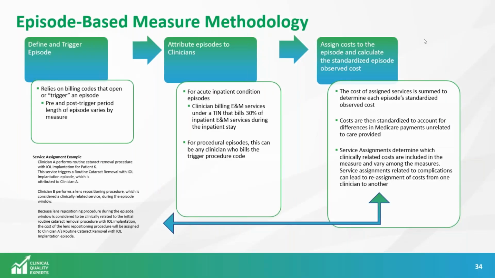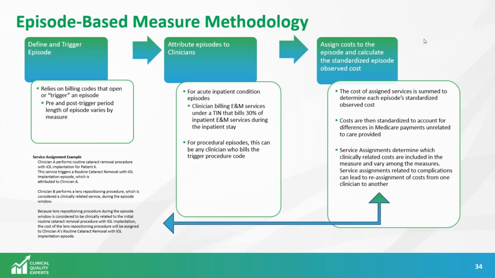So when we get into this, we start off trying to create everything equal. We get the trigger and define the episode, and it relies on billing codes that will open, or trigger, if you will, an episode. And then the pre and post trigger period length of the episode varies by measure. For the cataract episodic cost measure, you have a pre-trigger window of 60 days prior to the cataract surgery, and for the post-trigger window, you have 90 days after the cataract surgery. So CMS will look at that as an episode.